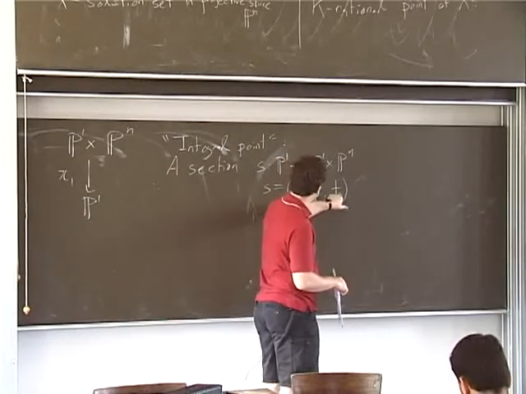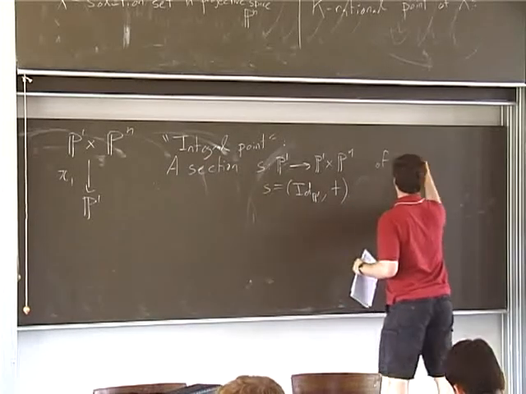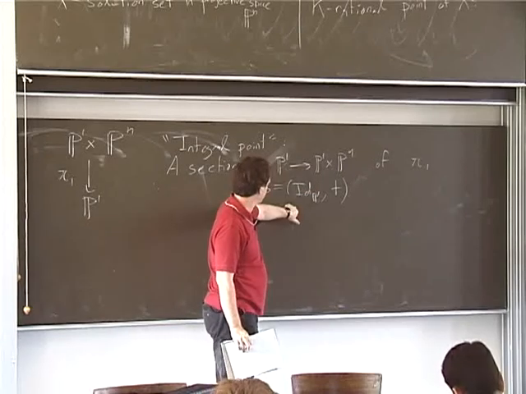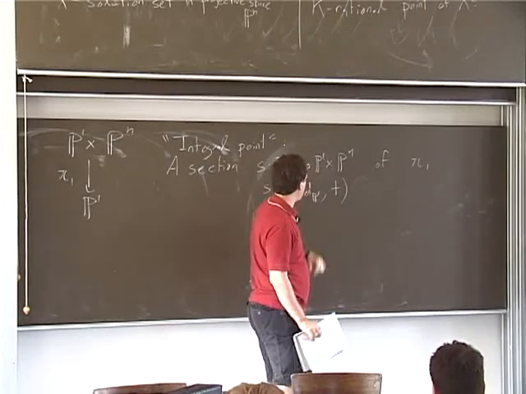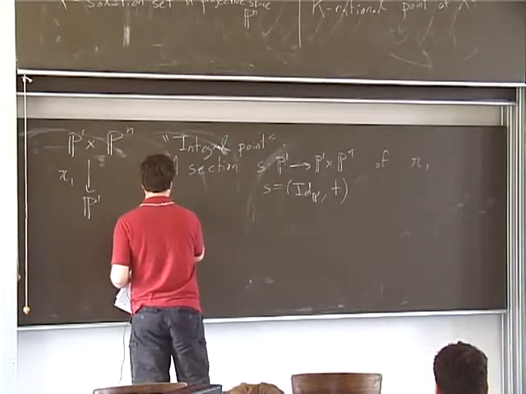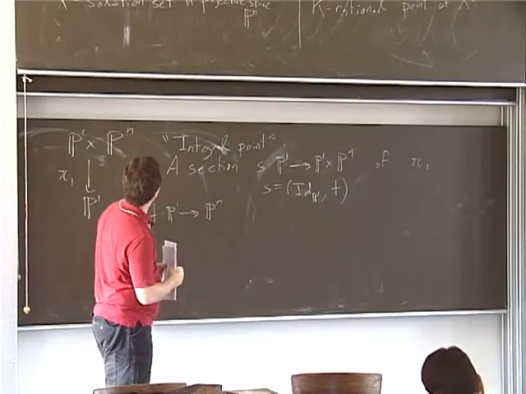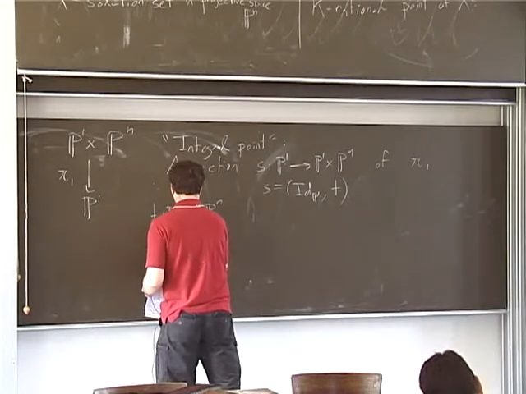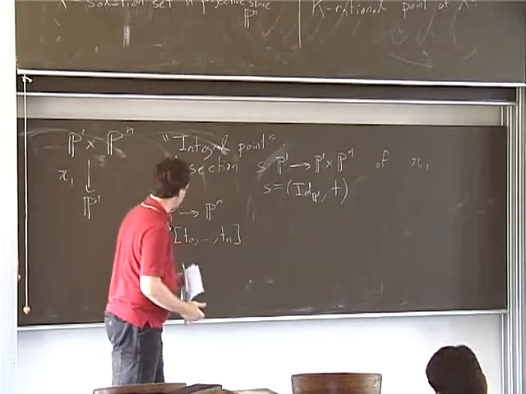Because to specify this section, I want this to be a section of pi, which means that I want this first coordinate of this map to just be the identity on P1. So to give this section is the same as to give this second factor, T. And now, how do I give a map from P1 to Pn? Well, Pn is n plus 1 tuples of elements up to scaling, so this map is given by coordinates. I mean, these n plus 1 polynomials on P1, but I only consider it up to scaling.